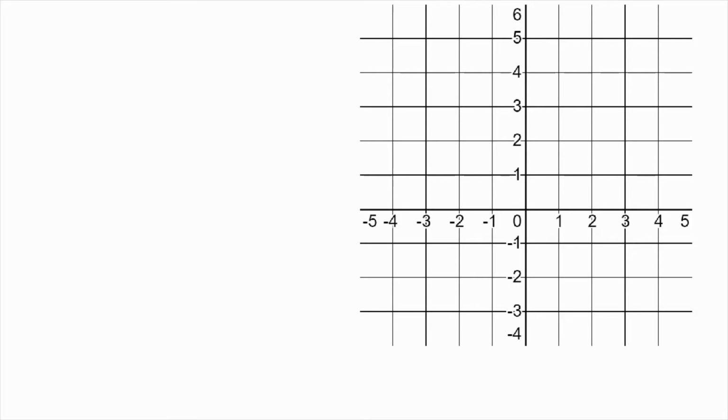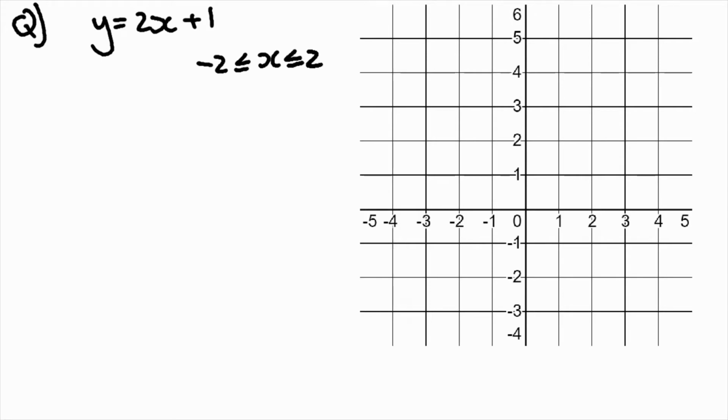In this video, we're going to be plotting linear graphs. And the linear graph we're going to be plotting has the equation y equals 2x plus 1. And we're going to plot this for x being between -2 and 2. So if you see something written like this, it means your x values go between -2 and +2.